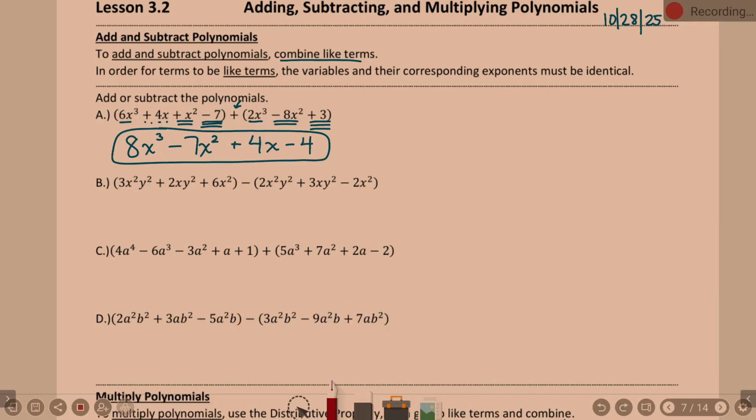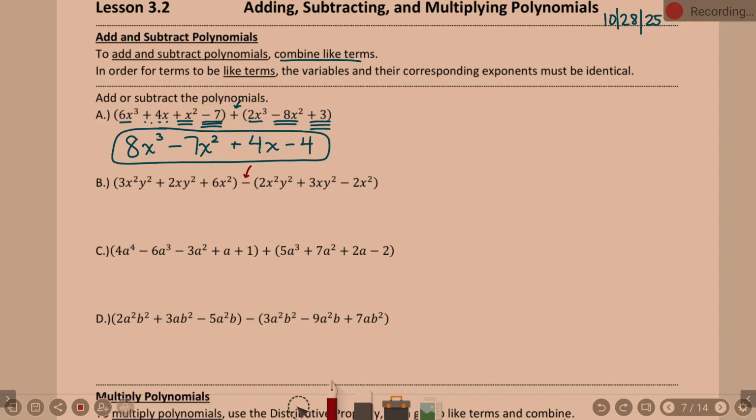Okay, moving on. B. What do you notice about B? Pay attention right off the bat. This is a subtraction problem. Notice that sign there. When I teach this, I tend to just start looking for like terms, and I remember that we are subtracting each one. I did have someone in my morning class ask about changing the signs. Could we do that as well? You could.